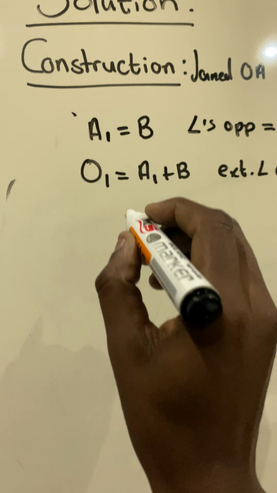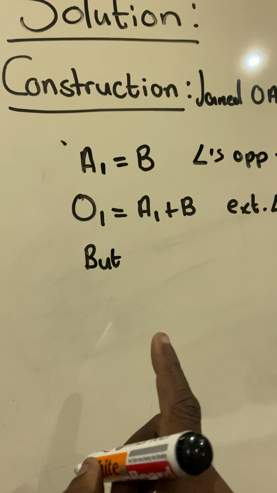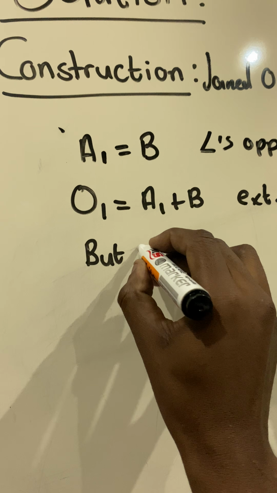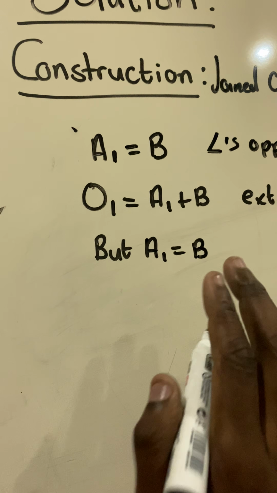That's what we have. But remember what we said? We said A1 is equal to what? We said A1 is equal to B, not B1, just B, right?